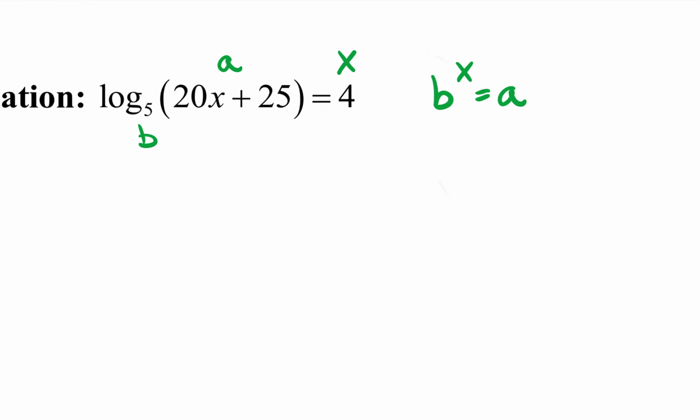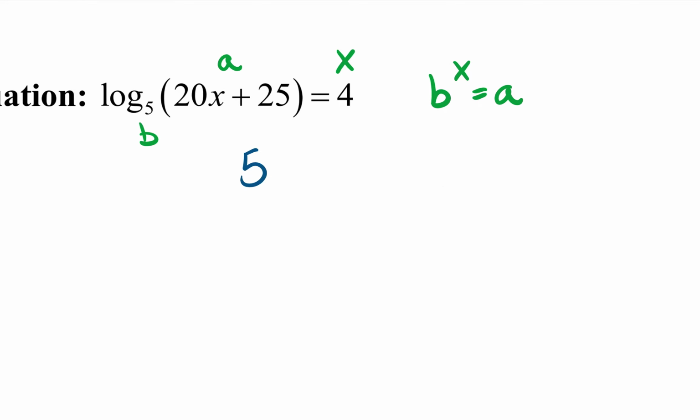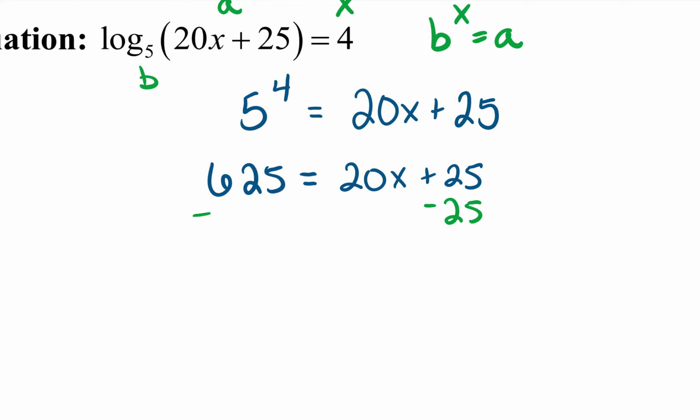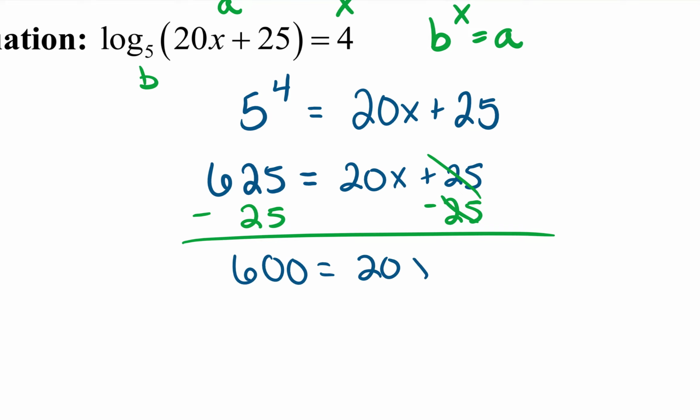So let's do that. My b is 5, and then my exponent is now 4, equals whatever's in parentheses over here. Again, I can't leave that exponent sitting there, so 5 to the 4th is 625. I'm pretty sure on the test the number is not that high. So that doesn't change. Now I just solve for x. So I subtract 25, subtract 25. So that would be 600 equals 20x.